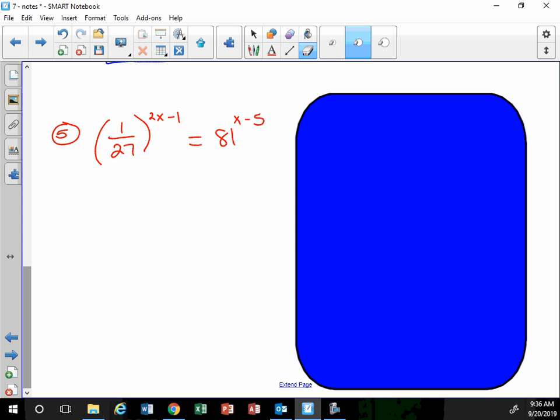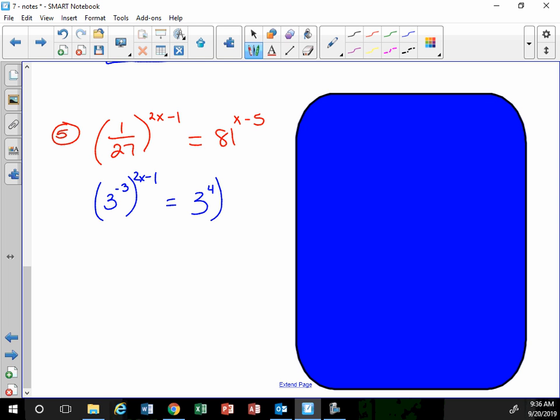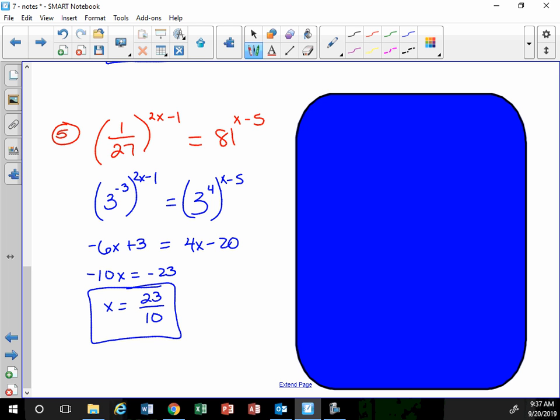All right, guys. Base 3. And then 3 to the 4th is 81. So I've got negative 6x plus 3, 4x minus 20. Negative 10x. So 23 over 10. Yes? Okay. All right.